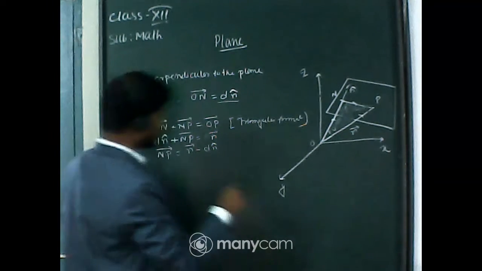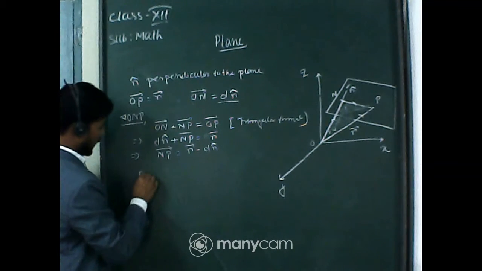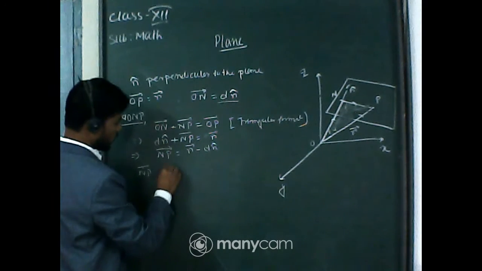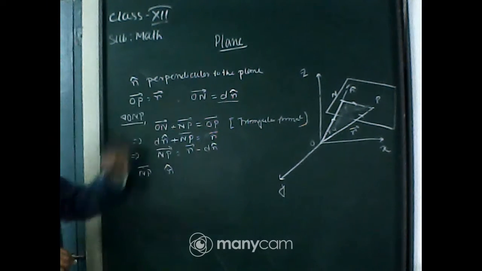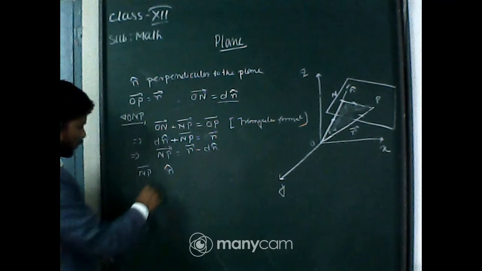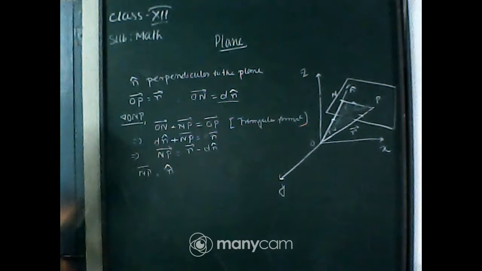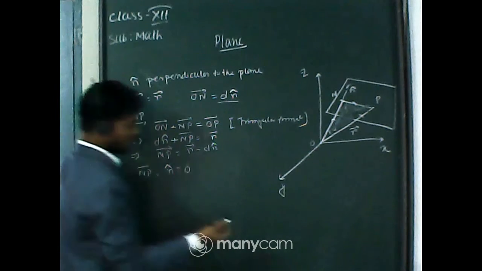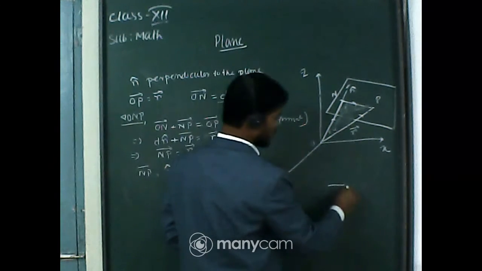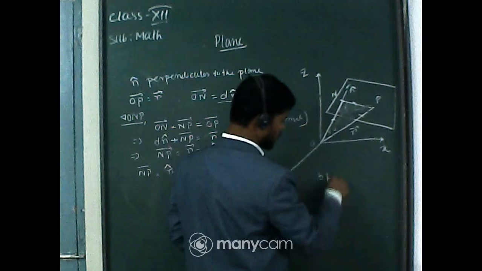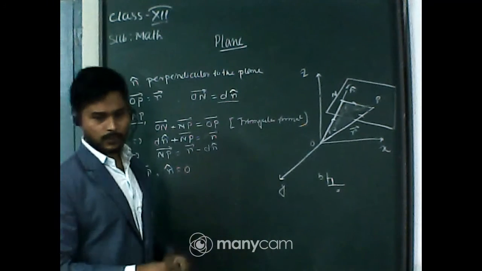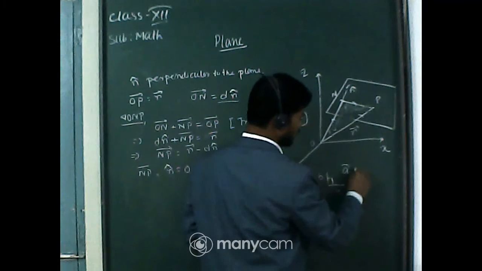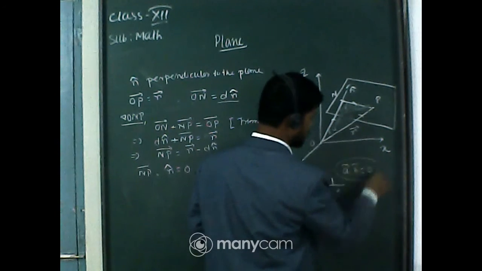Now look, two vectors: one is the NP vector, and one is the unit vector which is perpendicular to the plane. They are perpendicular to each other, meaning their dot product will be equal to 0, because we know that suppose there are two vectors, A and B. If the angle between A and B is 90 degrees, then the dot product of A vector and B vector will be 0.